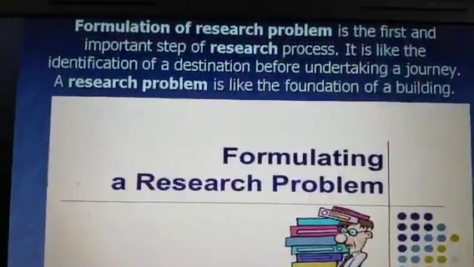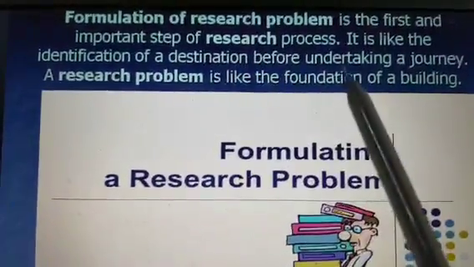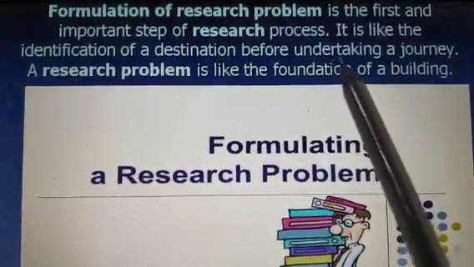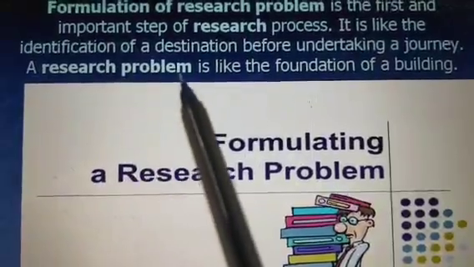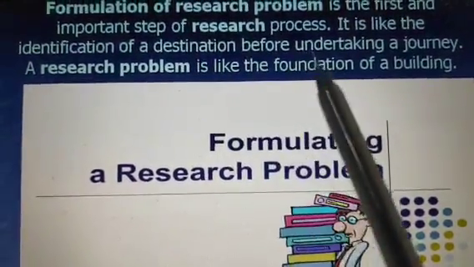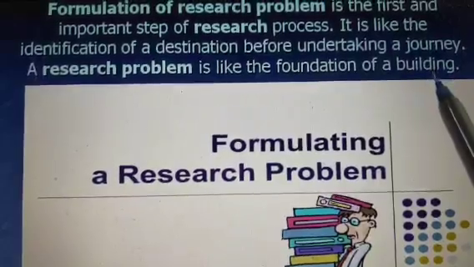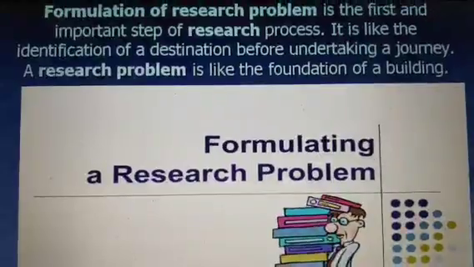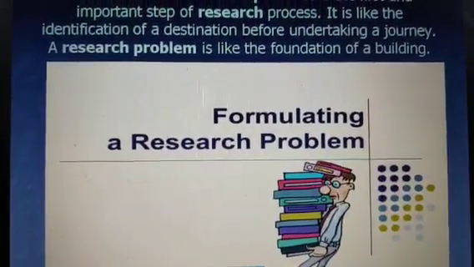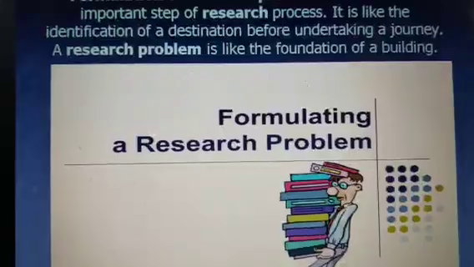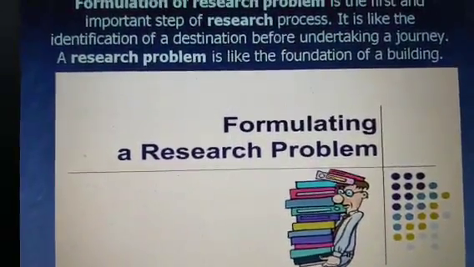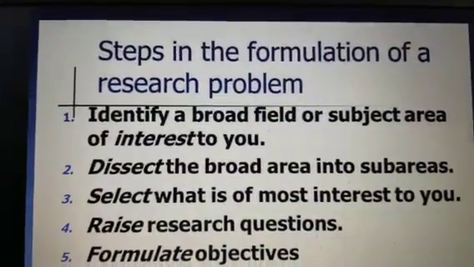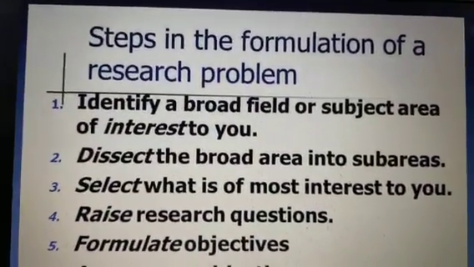So students, formulation of research problem is the first and important step of the research process. It is like the identification of destination before undertaking a journey. And we can say that a research problem is like the foundation of a building. So you have to deal with this specific formulation of research problem, and then we have to tackle the literature review. Students, there are certain steps in the formulation of a research problem.